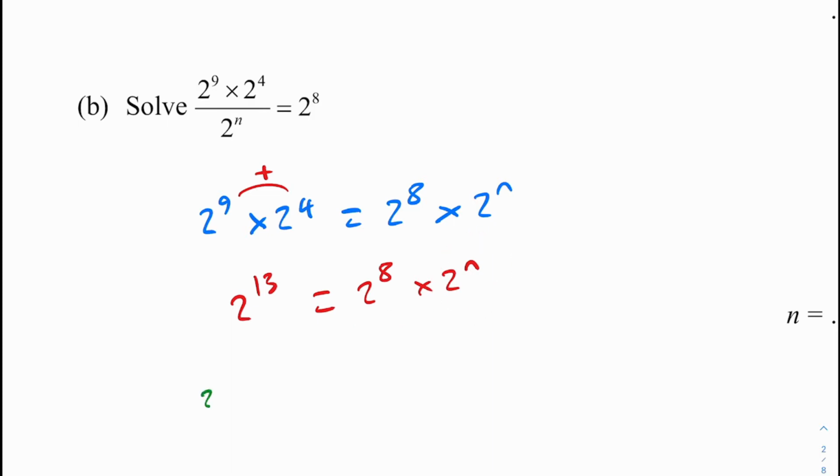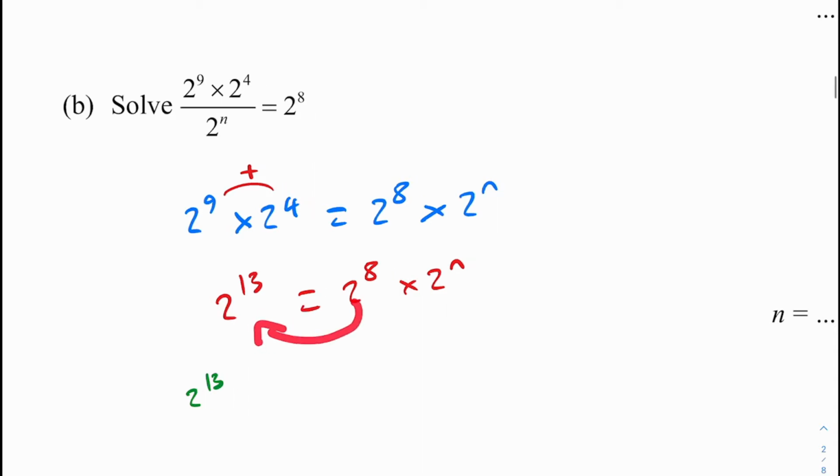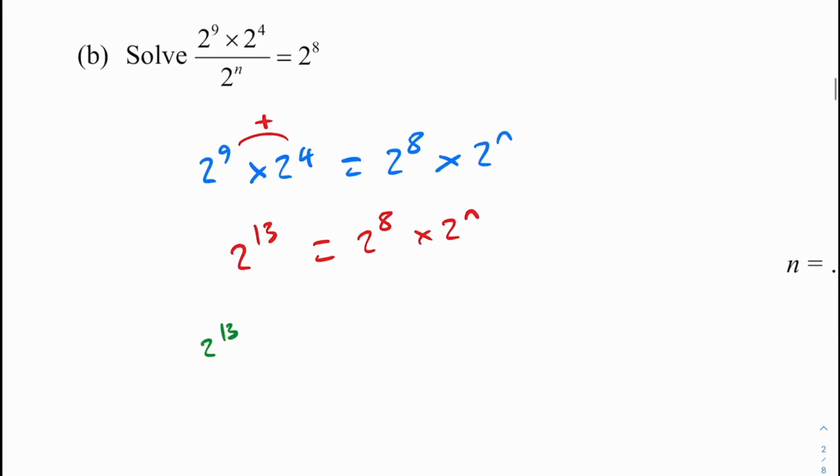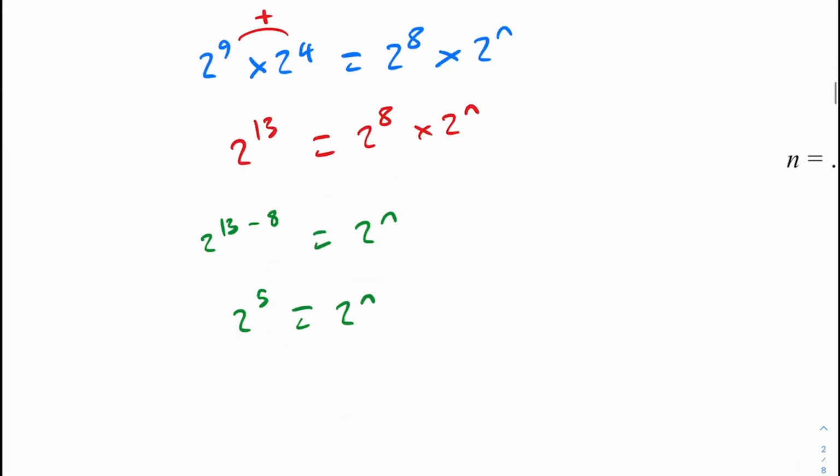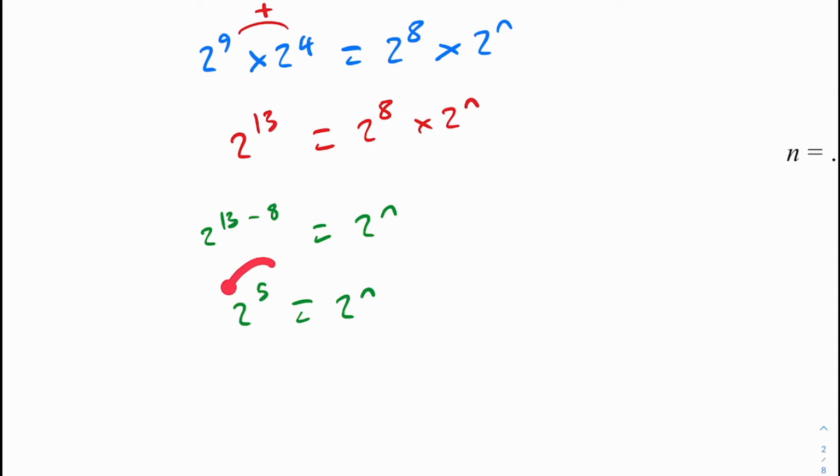So when we do that we have 2 to the 13. Then I'm going to do this in one step. So when we divide by a power, we take away the two indices using the power division rule. So 13, then we've got take away 8, and this is equal to 2 to the power of n. So we have 2 to the power of 5 equals 2 to the n, and therefore just from comparing two sides of the expression we can see that 5 must be equal to n. So we just write that down.